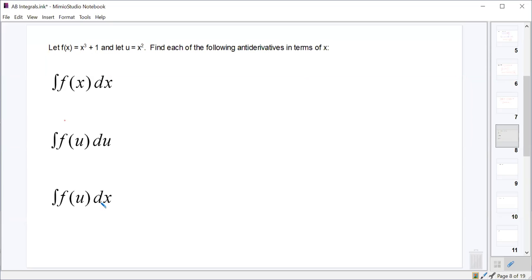And we call them U-Substitution Integrals. But for now, we're going to start with this. So first off, what's the integral of f of x dx? F of x is x cubed plus 1, right? What's the integral? Pretty straightforward. I think we just did this one a minute ago. It should be x to the fourth over 4 plus x, right? Plus a constant. Great. Easy enough.